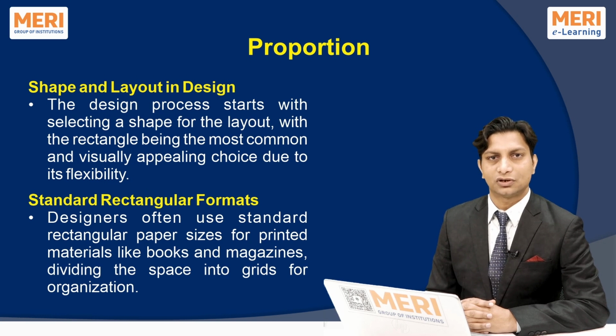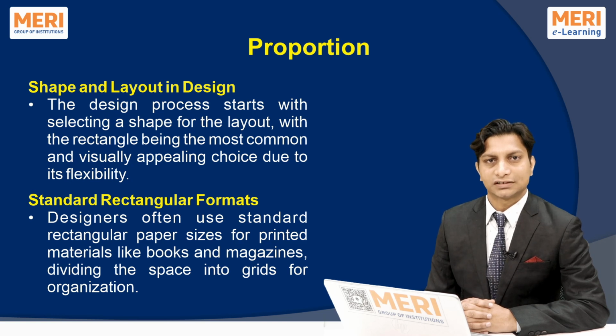Proportion. The process of designing begins with deciding on the shape for the layout. The most familiar and visually appealing shape is the rectangle, which we encounter in many everyday objects. The ancient Greeks identified the golden rectangle as an ideal form, though the flexibility of rectangles allows designers to adapt proportions based on the project. While squares are harmoniously shaped, they often feel static and uninteresting because of their uniformity. For more dynamic designs, rectangles are preferred.